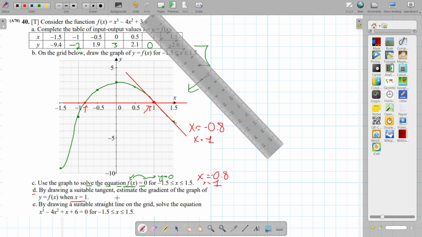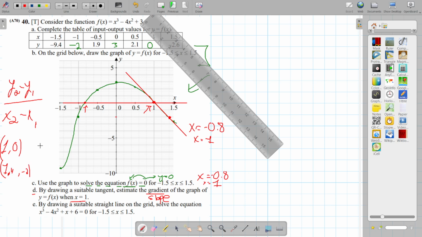For now, after you draw your tangent, they're saying gradient, so find the slope. To find the slope, y2 minus y1 over x2 minus x1. You have your first point, which is 1 comma 0, and take any other point. Let's take this one over here, which is 1.4 comma negative 2.